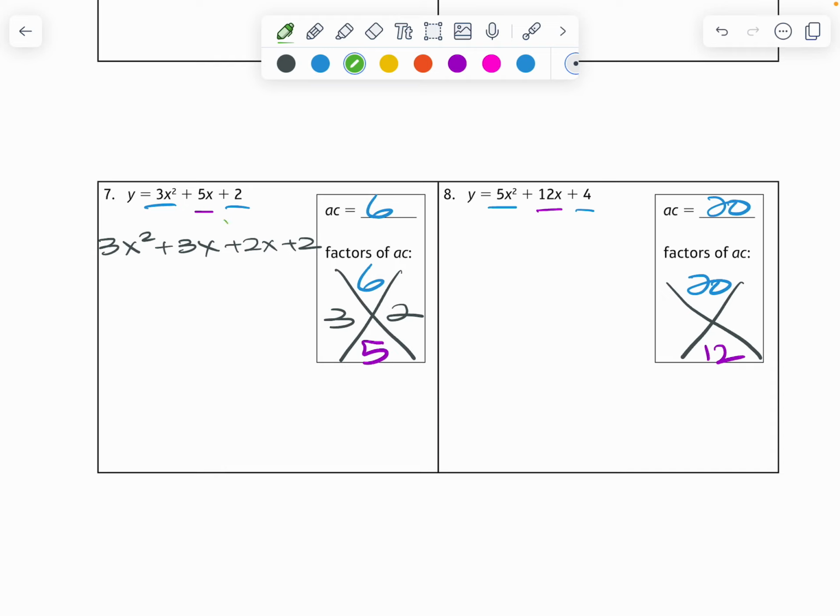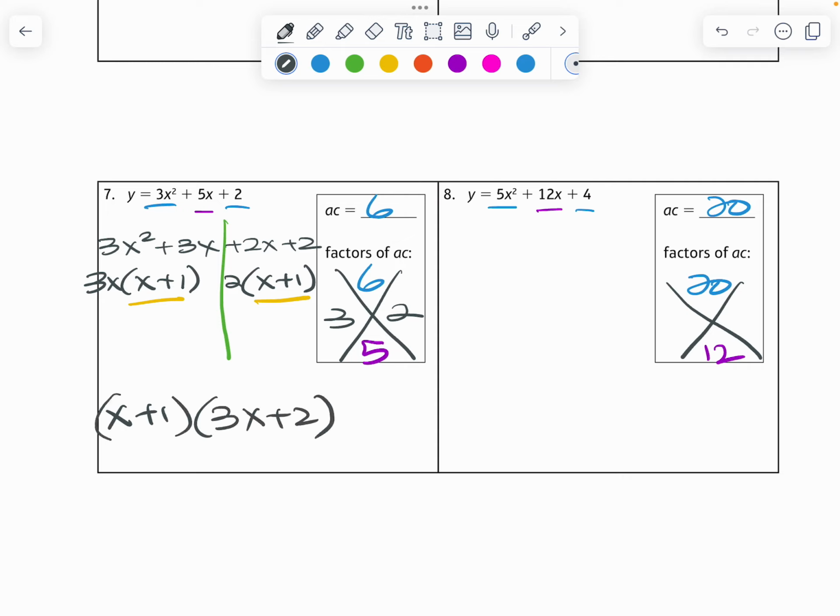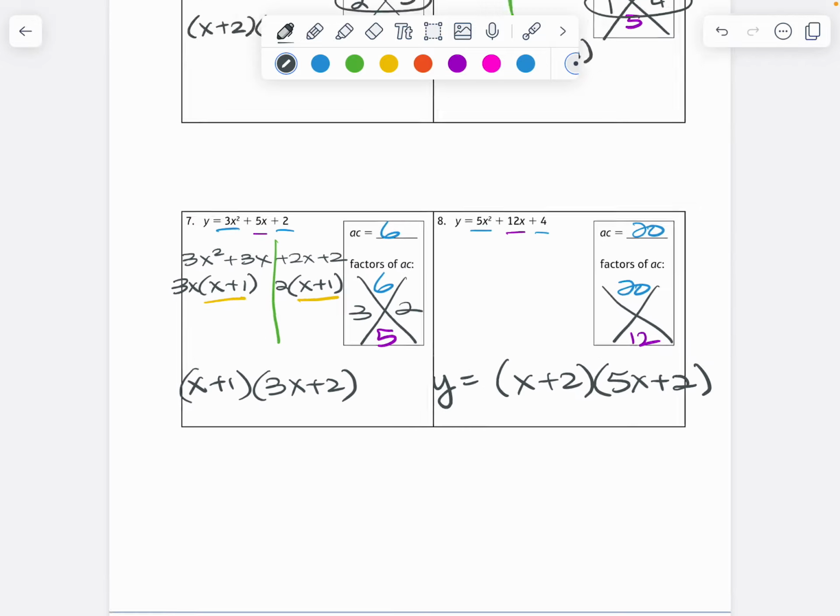That's right, lightsaber time. Down the middle. They both have a 3x in common. I'm left with x plus 1. This one has a 2 in common. I'm left with x plus 1. Oh, look at that. Ta-da! We know we did it right. Factor out the x plus 1, and you're left with 3x plus 2. Ta-da! All right, do the last one on your own. If you do it correctly, it should factor to x plus 2 and 5x plus 2. All right, let's go to the next page.